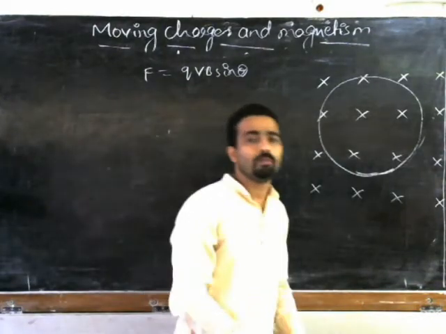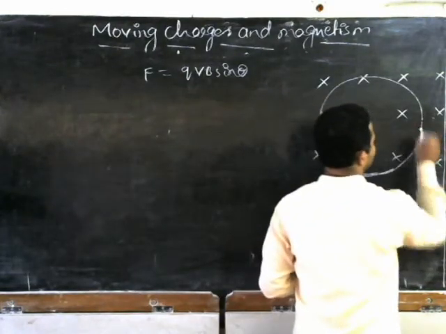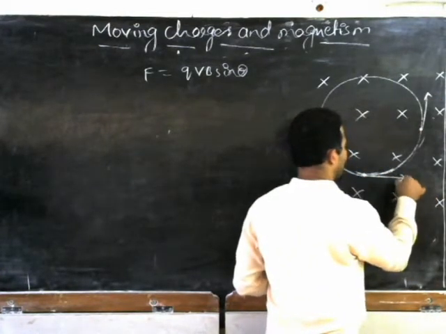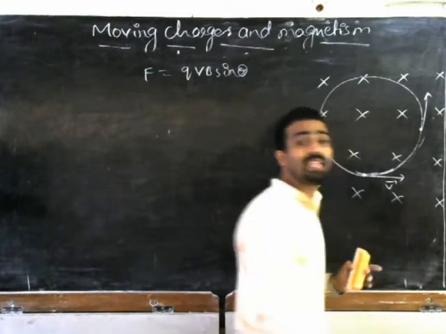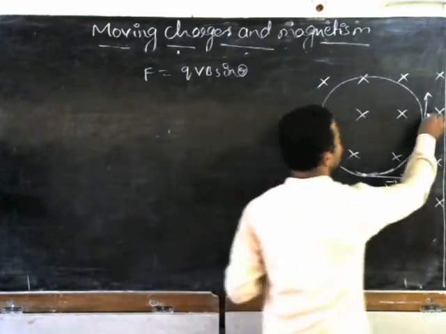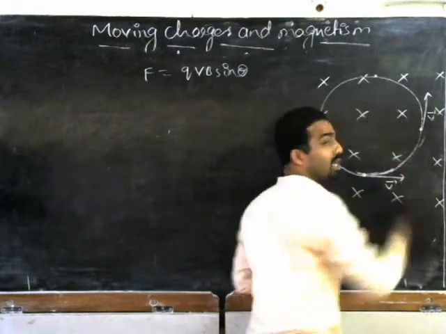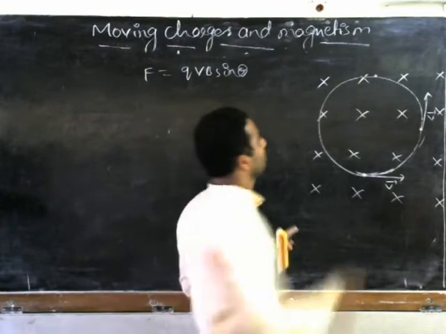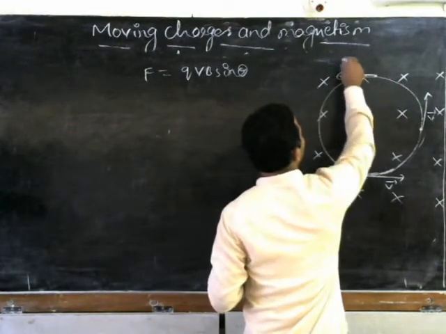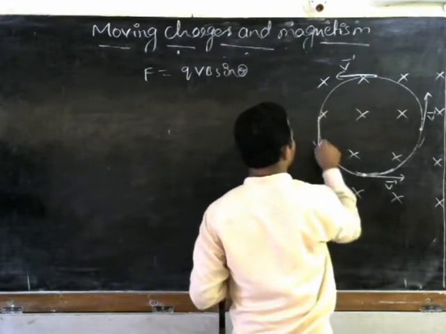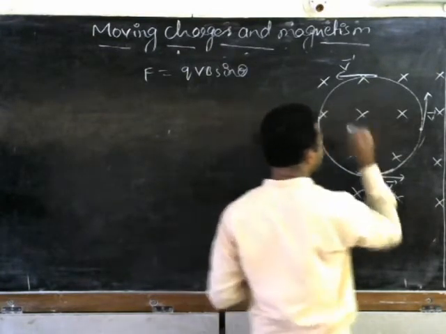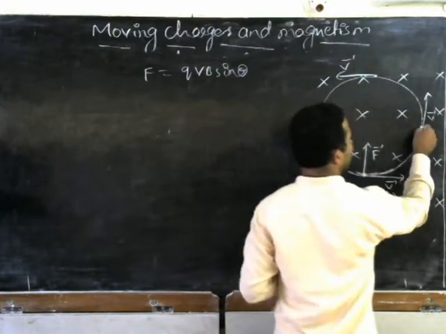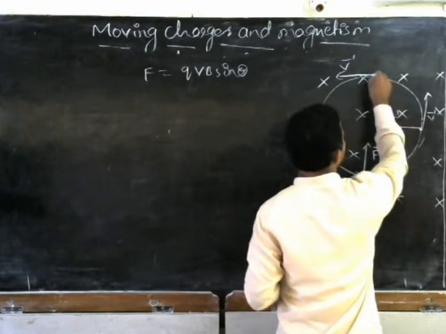I hope you understood. At each point, this is the direction of velocity. By drawing the tangents, you can get the direction of velocity. This is the tangent I am drawing. Tangent means a line just touching a curved surface. Here, the direction of velocity is like this. At each point, the direction of force is towards the center.